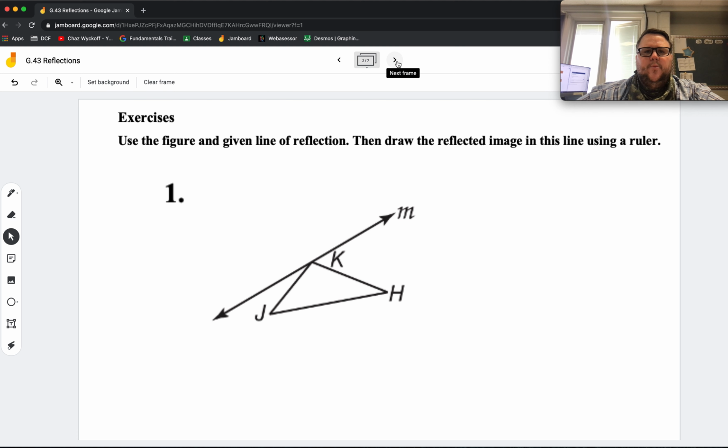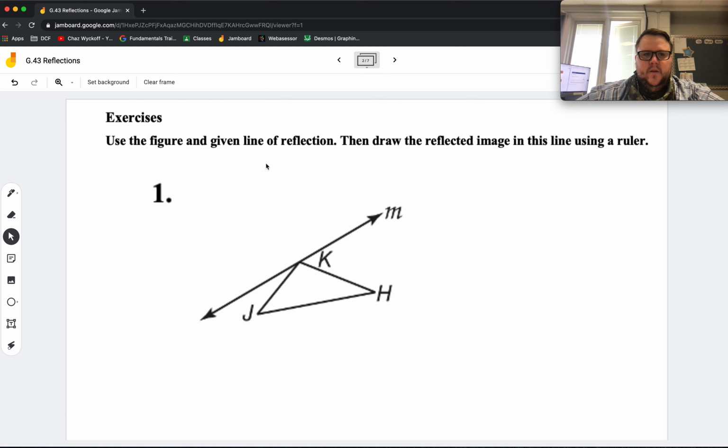So we're going to do a couple of these. We're just going to jump right into it. Use the figure and given line of reflection, then draw the reflected image in this line using a ruler. We're not going to use a ruler. We're just going to kind of eyeball it. So the line of reflection is line M here.